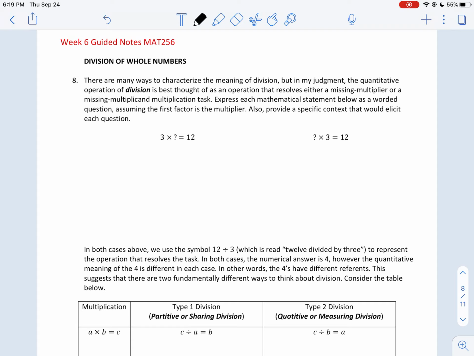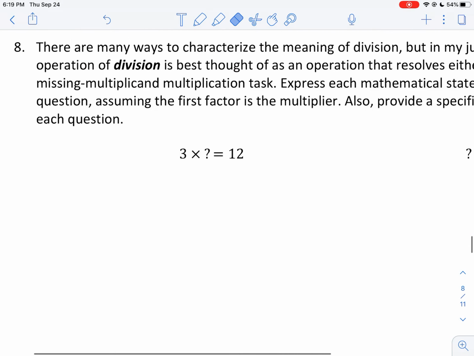Now, there are many ways to characterize the meaning of division, but in my judgment, the quantitative operation of division is best thought of as an operation that resolves either a missing multiplier or a missing multiplicand multiplication task. Express each mathematical statement below as a worded question, assuming the first factor is a multiplier. I'll keep writing that to be clear, but in general, that's our assumption. Also provide a specific context that would elicit each question.